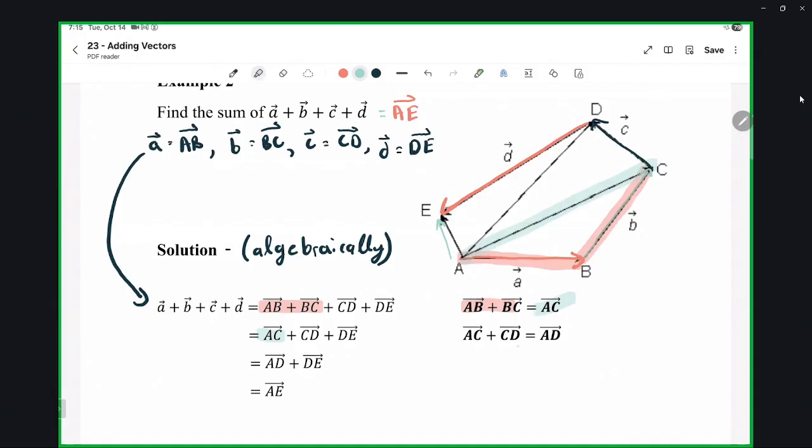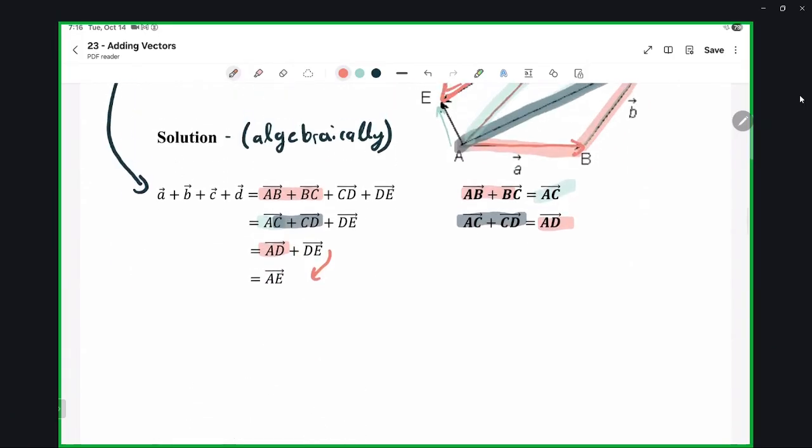Similarly, what if I take vector AC and add on vector CD? Well, this is vector AC, here is vector CD, and we can see the resulting expression will be vector AD. And so I can replace AC plus CD with vector AD. By a similar token, if I take vector AD plus vector DE, that's actually the same thing as just vector AE.